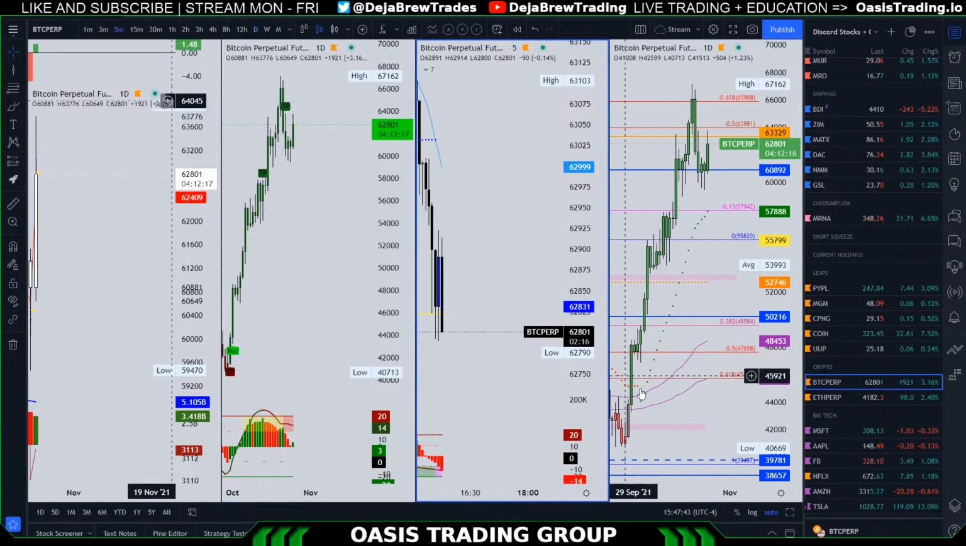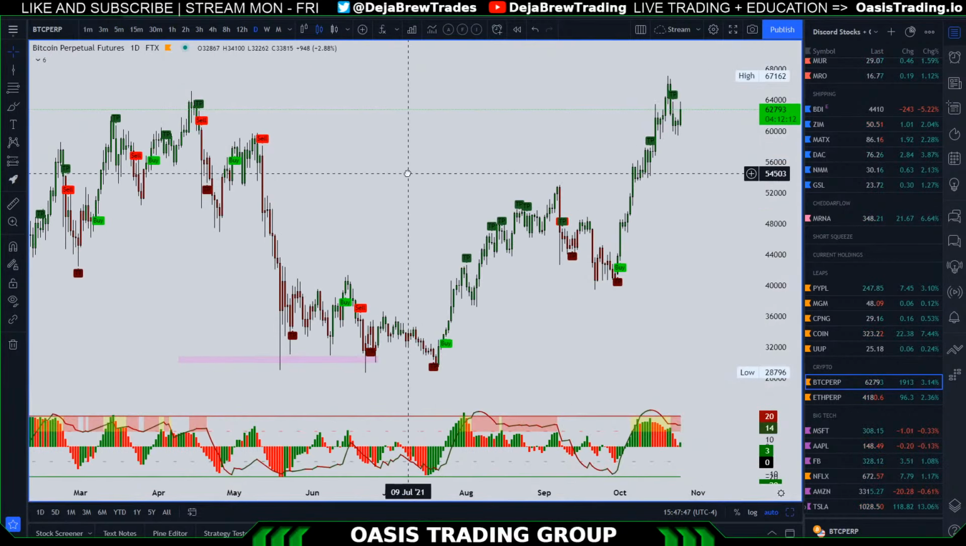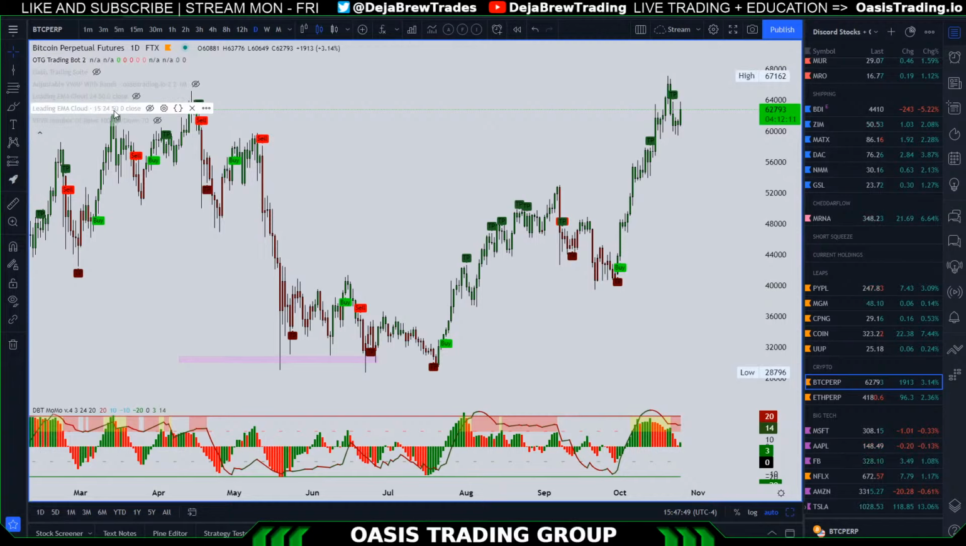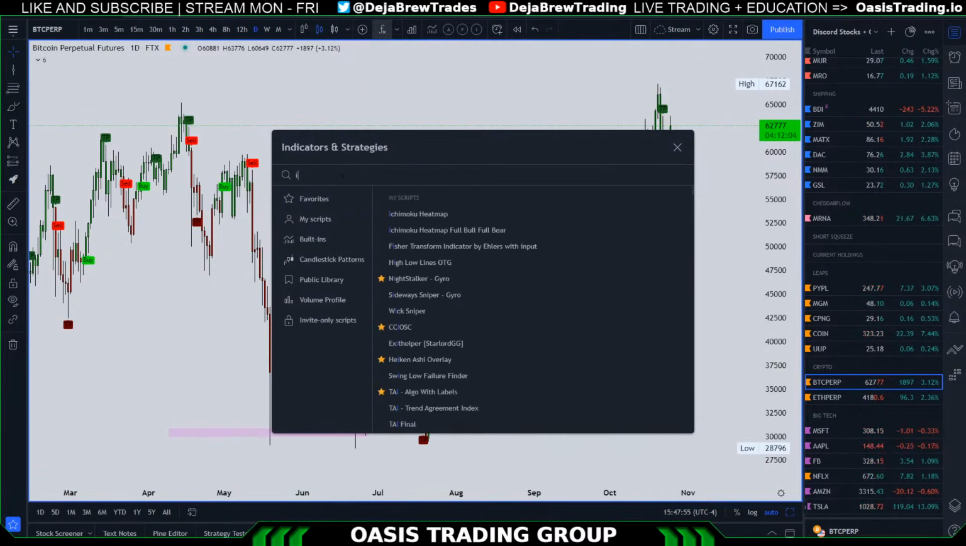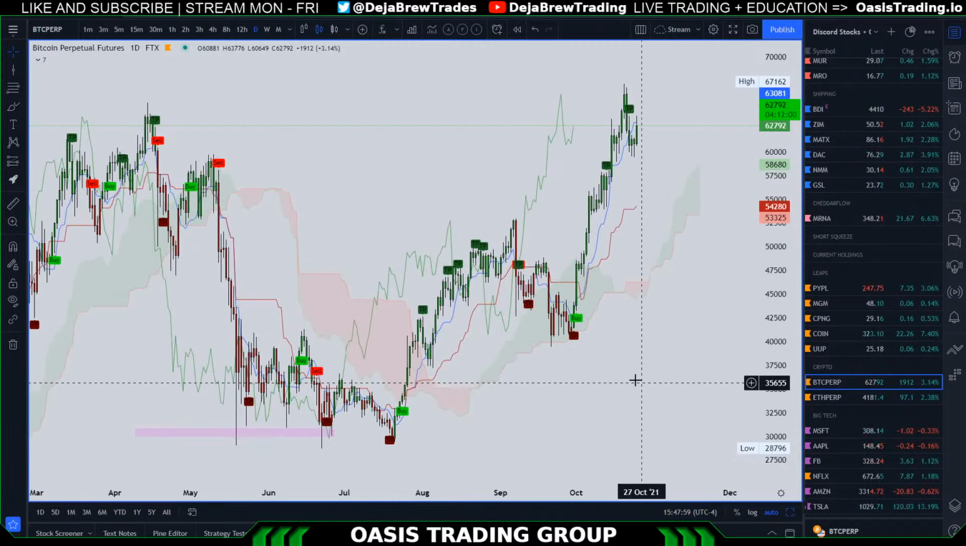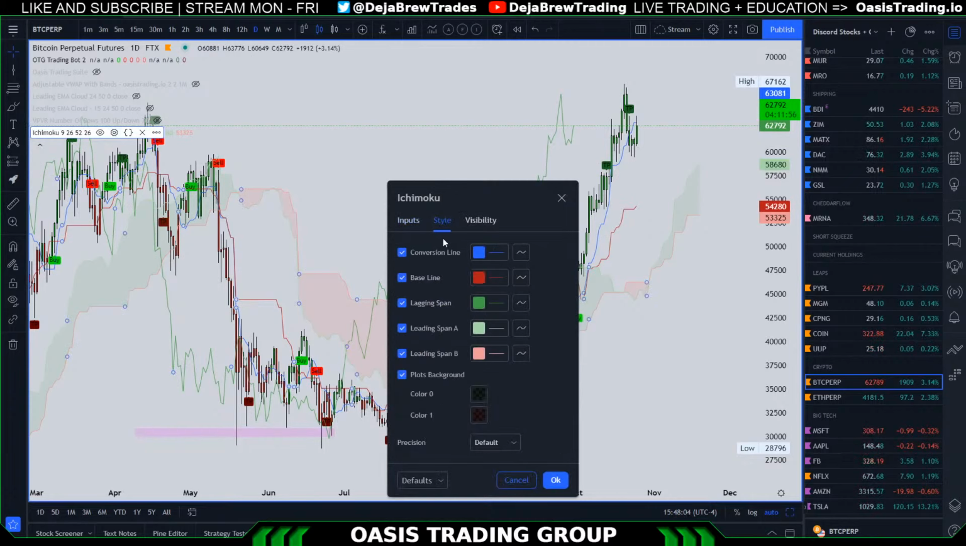The last indicator that I would recommend using with the bot is Ichimoku. I think I have it on here. No, I don't. Let me pull it up. So Ichimoku is probably one of the best free indicators to determine a trend. Let me get rid of some of these things, make them easier to see.